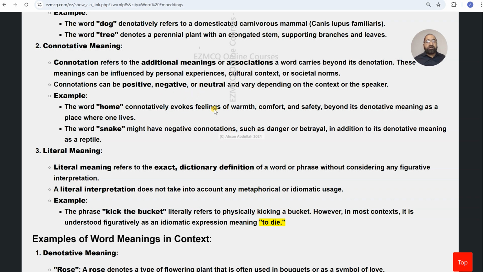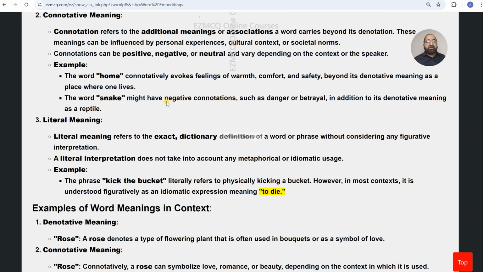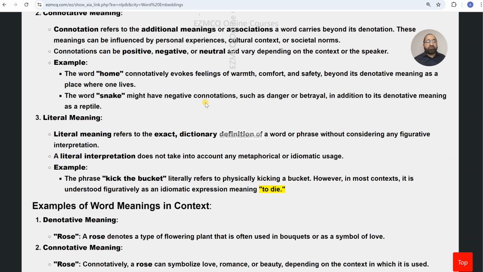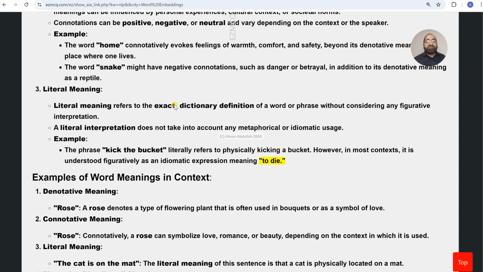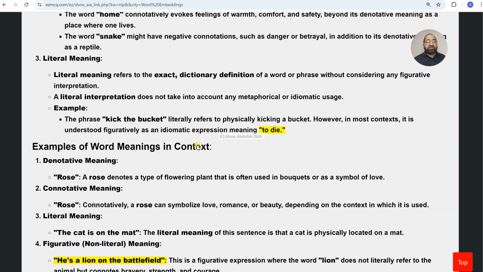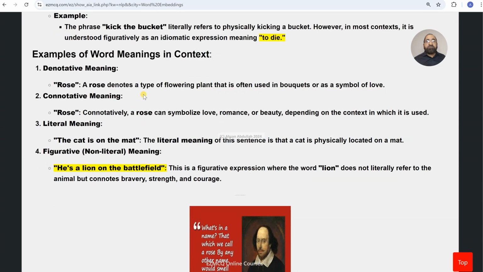So when we say a home, it evokes feelings of warmth. When we say house, the feelings are different. The word snake might have negative connotations, right? And of course the colors also, which is a complex topic. Then are the literal meanings, the meanings which are in the dictionary. When we say that the person kicked the bucket, in certain cultures it means the person died. But in the dictionary, there is no such word as kick the bucket which means a person dies. And of course, a rose denotes a flowering plant. That is the denotative meaning. Connotative meaning is that it symbolizes love and romance.